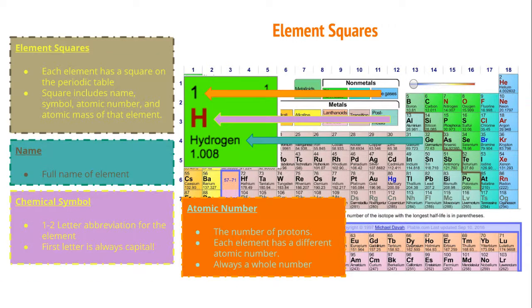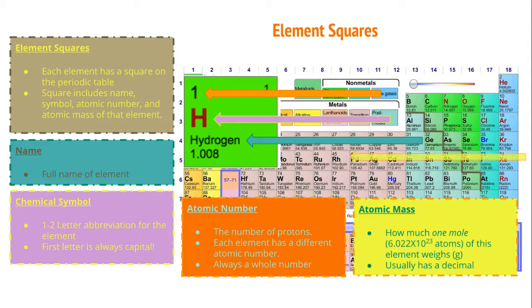We also have the atomic number, which you know is the number of protons that the atom of that element has. Each element has a different atomic number because each element has a different number of protons. And it's always a whole number because you're not going to have like half of a proton.